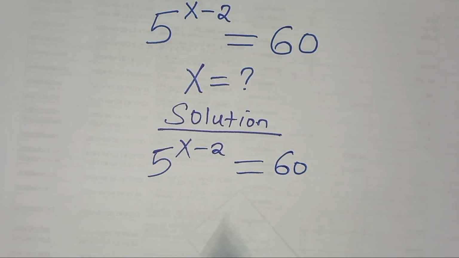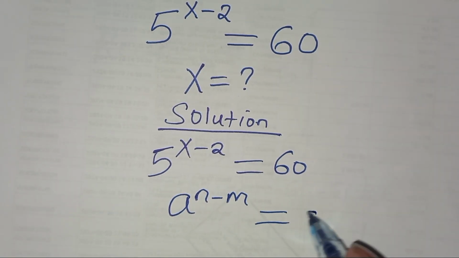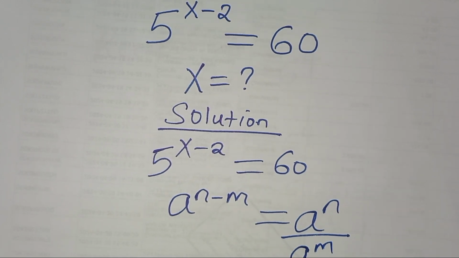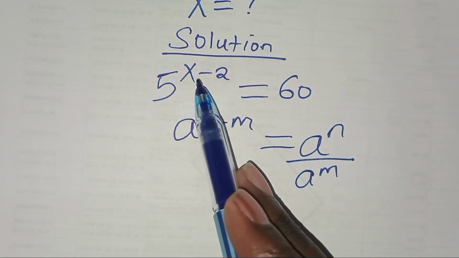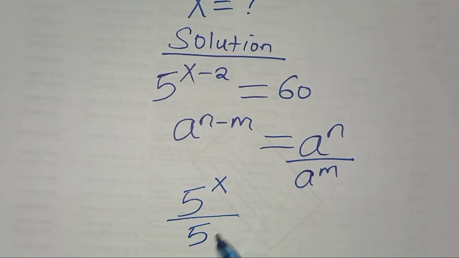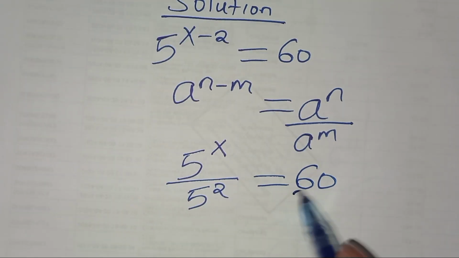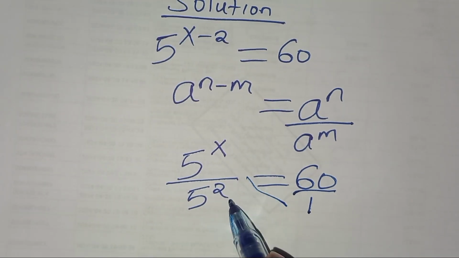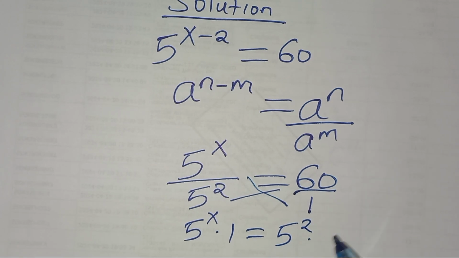Now 5 to power x minus 2, this is in the form of a to power n minus m. This can be expressed as a to power n divided by a to power m. Applying this exponent property, then 5 raised to power x minus 2 can be expressed as 5 to power x divided by 5 to power 2. This is equal to 60. So 60 is a whole number, so this is over 1. Now let's cross multiply this so that we'll have 5 to power x multiplied by 1. This is equal to 5 to power 2 times 60.